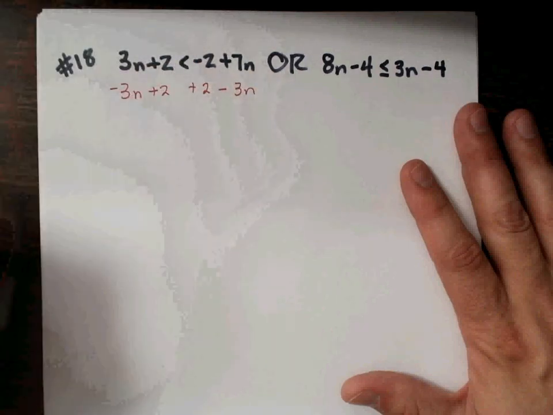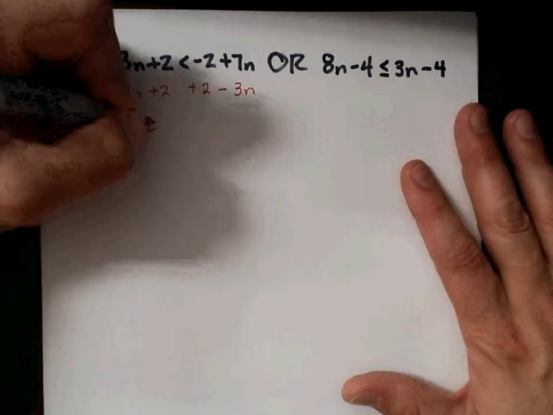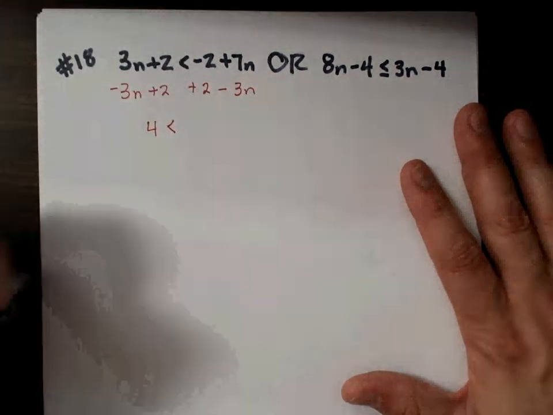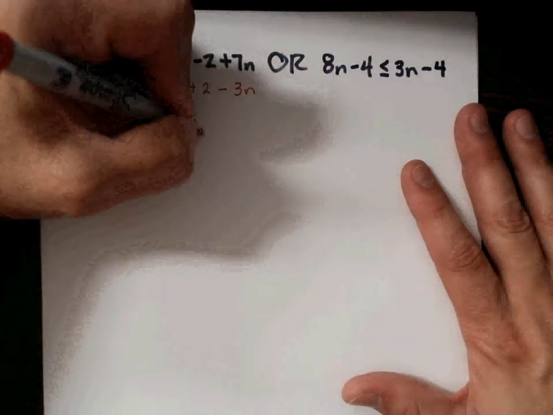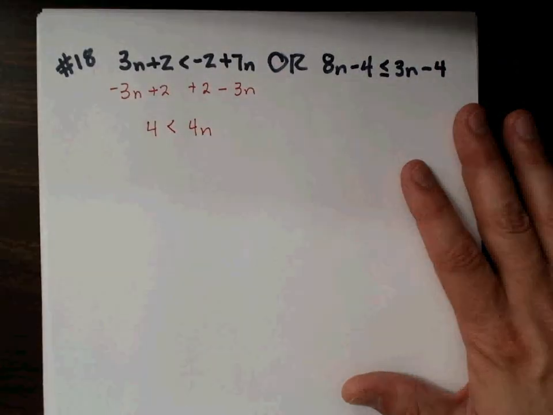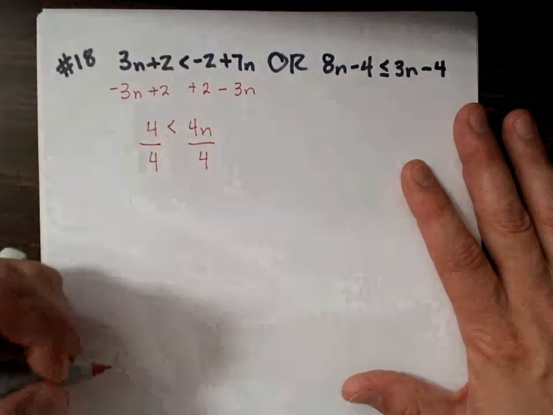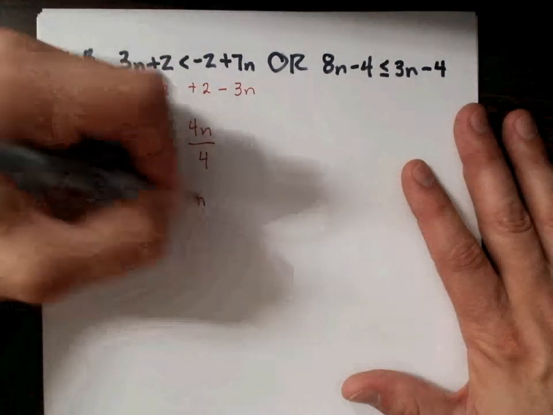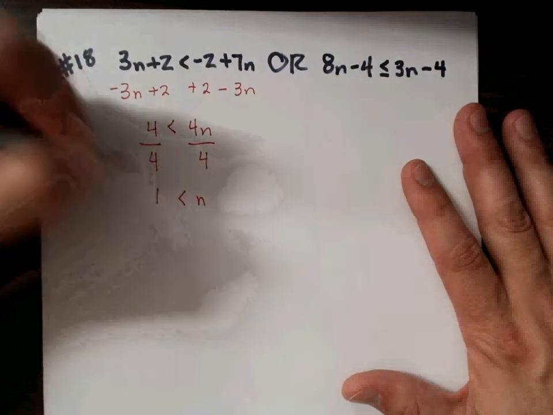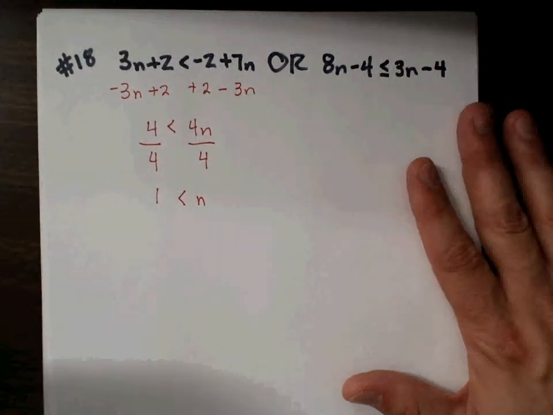So what I get is 4 is less than 4n, and I'm going to divide by 4. Do I flip the sign? I do not flip the sign. Why not? It's not negative. So therefore I have my solution.